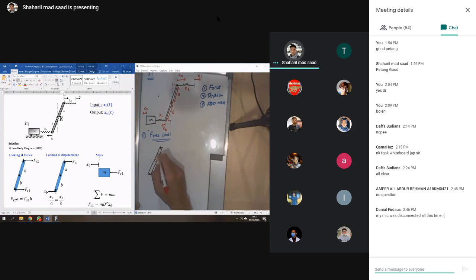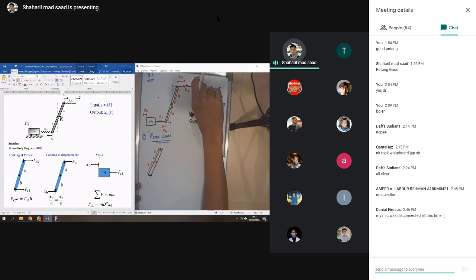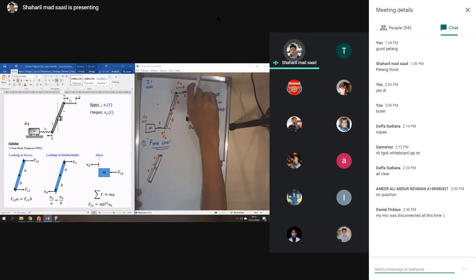If you have any question, you can stop me and ask. Right. So we want to look at the force that applies. In this example, the input now is the Xi, and then the output is So. So you need to look at the input first. That means you force it to the right, that means going there is positive.